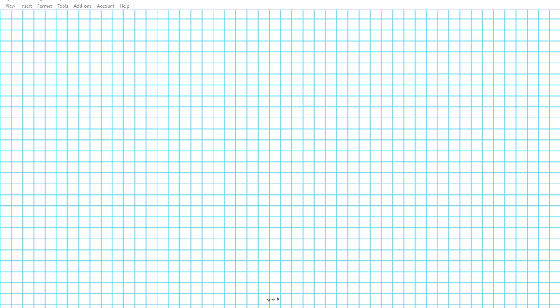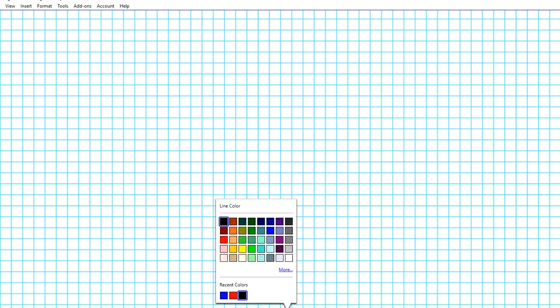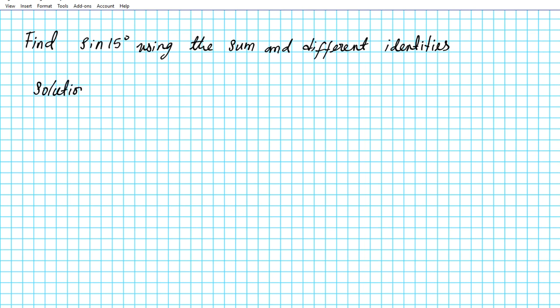All right, let's take a look at the following example. The task is to find sine 15 degrees using the sum and difference identities. There's another set of identities that you can use to figure out what sine 15 is, but we're just focusing on sum and difference in this particular presentation. Okay? All right, so let's get started.